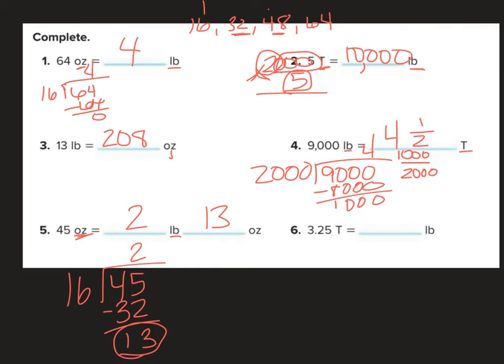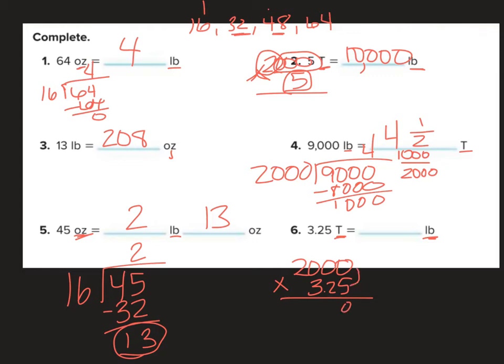Okay, 3.25 tons into pounds. I'm going big to small, which means I need to multiply. 2,000 times 3.25. Now remember, it's a good review on multiplying decimals. I don't even look at the decimals until the very end when I put them in. So we're not even looking at the decimals right here.